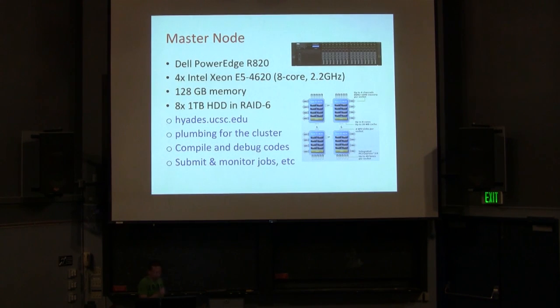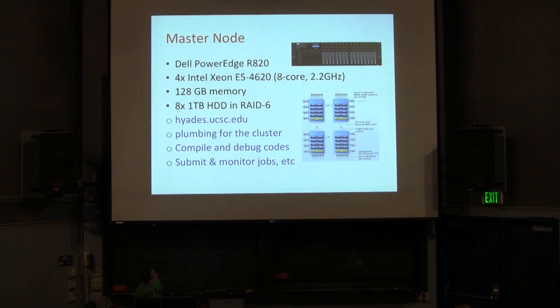Okay, so now I'll go into a little bit more detail on each piece of hardware. First we'll look at the master node. The master node is a Dell server. It has 4 Intel Sandy Bridge class CPUs, so it's a quad socket system. If you look at the right side, you see each CPU has 8 cores, and those 4 CPUs are interconnected on a ring bus. The interconnection between them is called QPI.